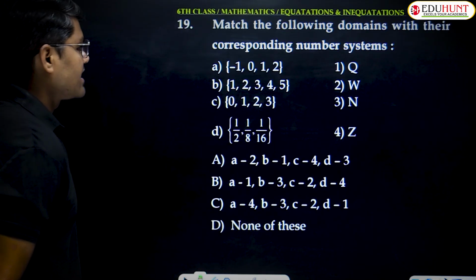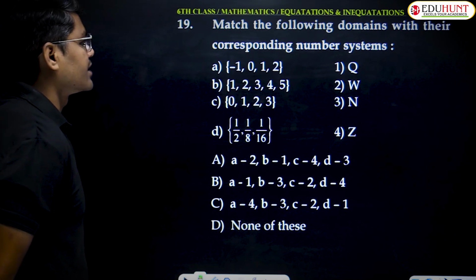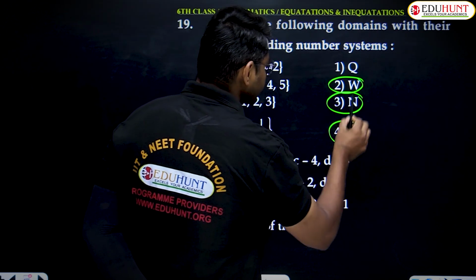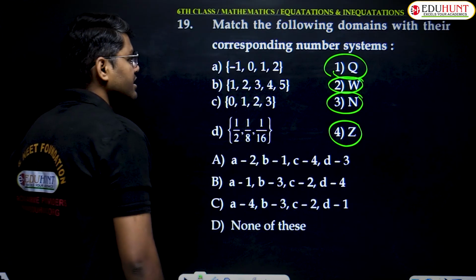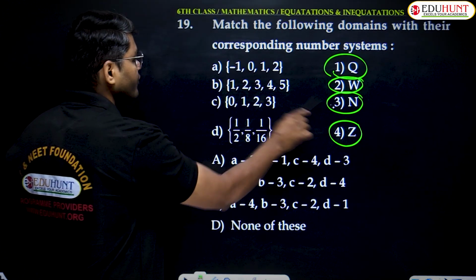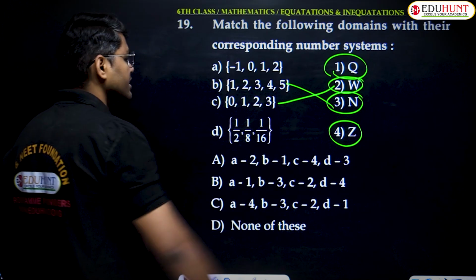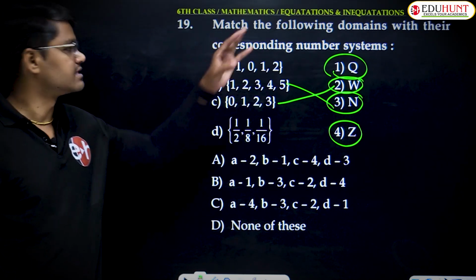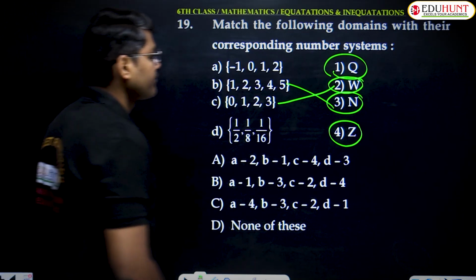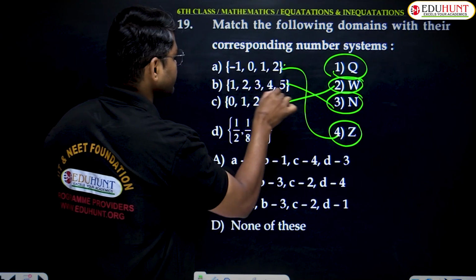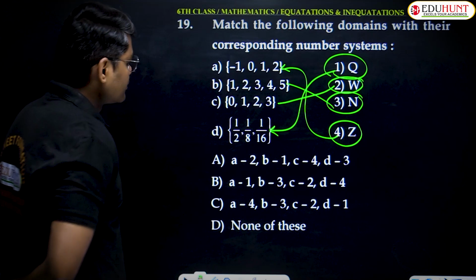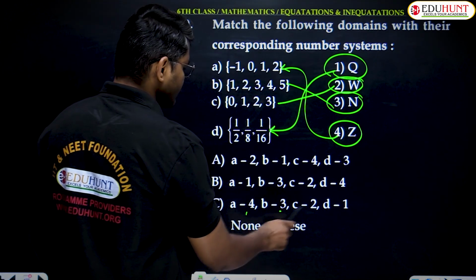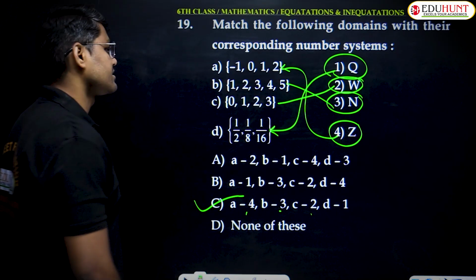Okay, right. Match the following domains with their corresponding number systems. Natural numbers, whole numbers, integers, and rational numbers. Natural numbers means 1, 2, 3, 4, 5. Whole numbers means 0, 1, 2, 3. In the earlier sessions, that means long back, we have discussed this number system. And integers means... so D1, A4, B3, C2, D1. Option C is the correct answer for this question.